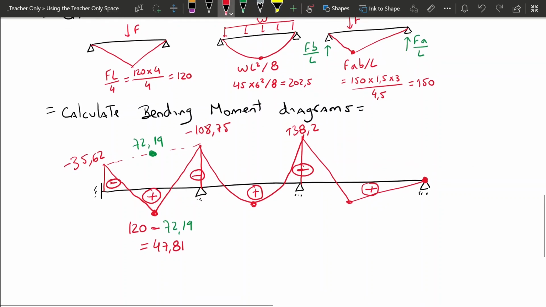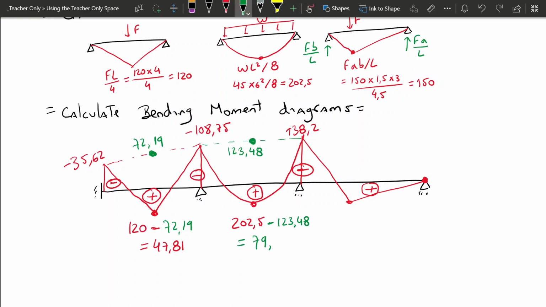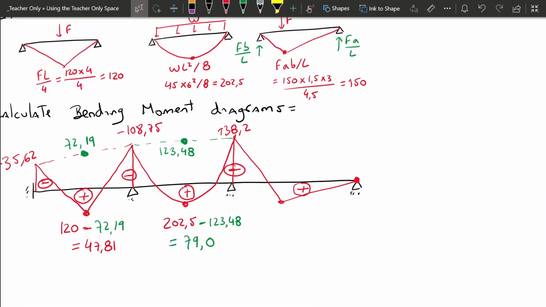We know in the middle we get 202.5, but now we need to remove the average between these two, and here the average is 123.48. When we remove it here we get 79.0. And finally, this moment here underneath the load, we have 150 minus.